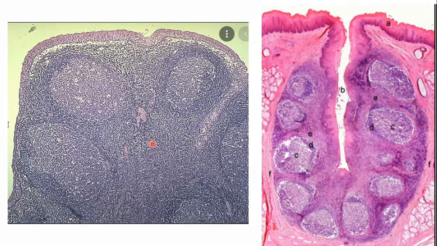Now this is the histological diagram. You can see this is the epithelium, and these are the lymphatic nodules with germinal centers. This is also showing the lymphatic nodules in a ring form, and this is the crypt, a deep crypt. And this epithelium is the stratified squamous non-keratinized epithelium.